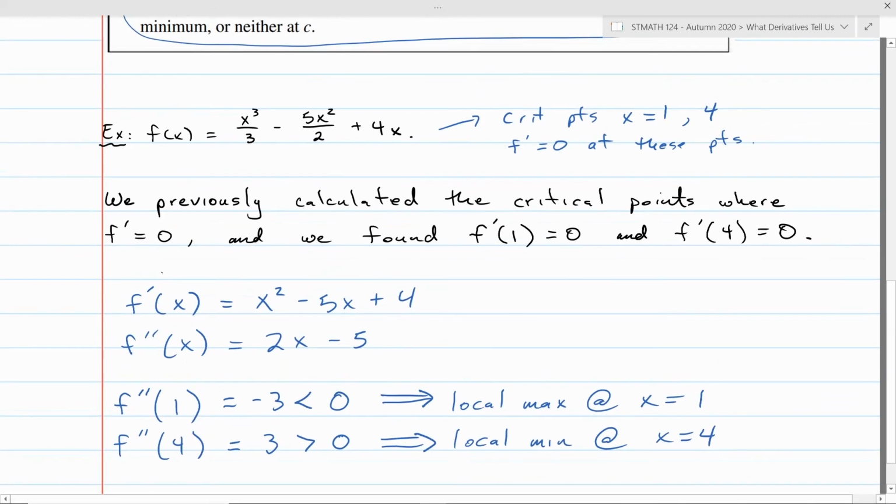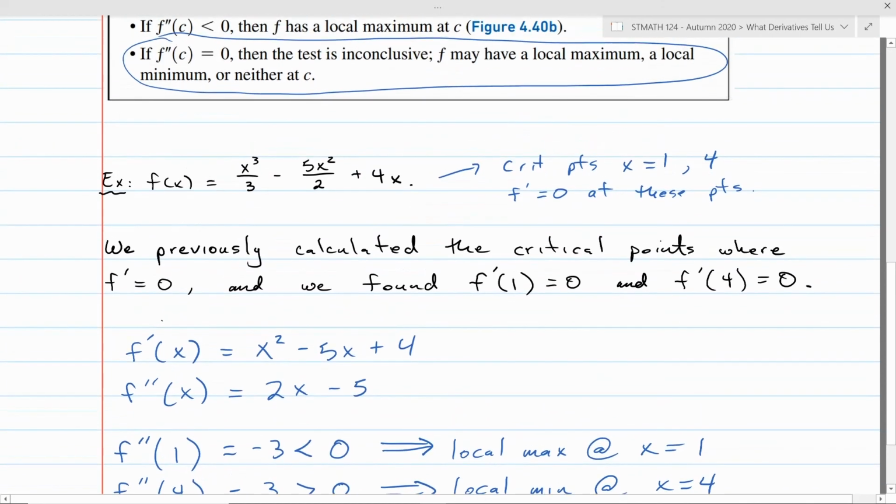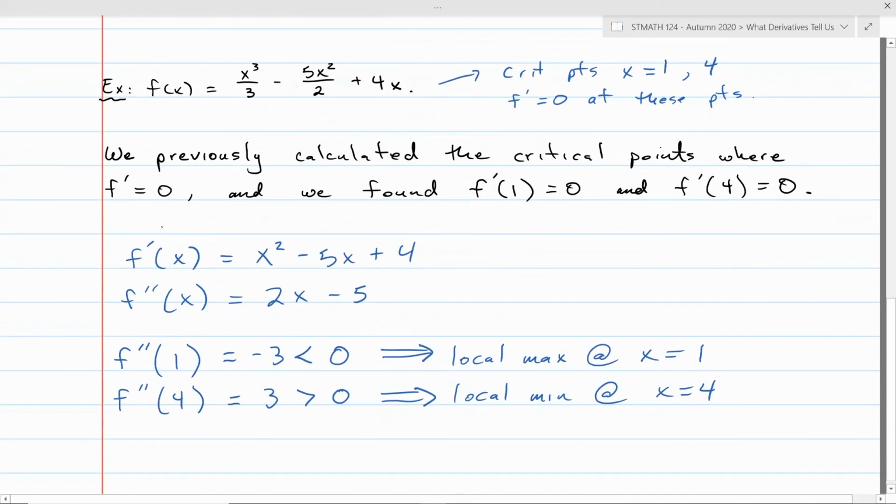It's possible that you'll get 0 when you plug your critical point into the second derivative. And in that case, the second derivative test doesn't really work. You have to try something else, like maybe go back to the first derivative test.